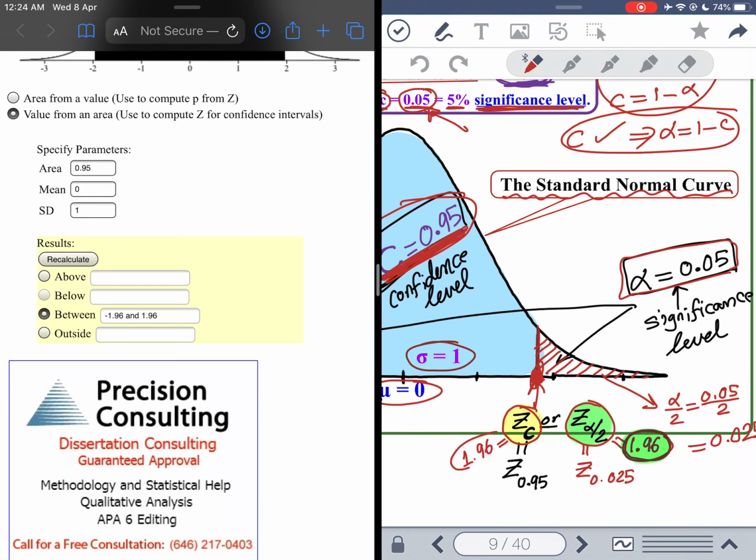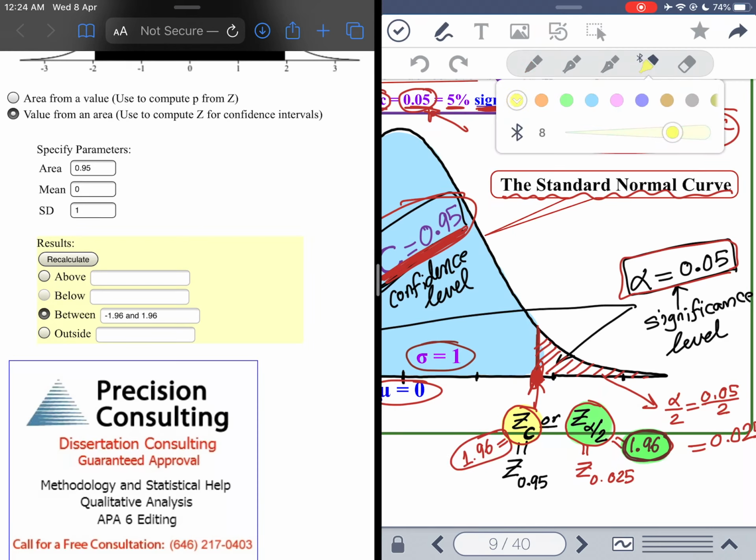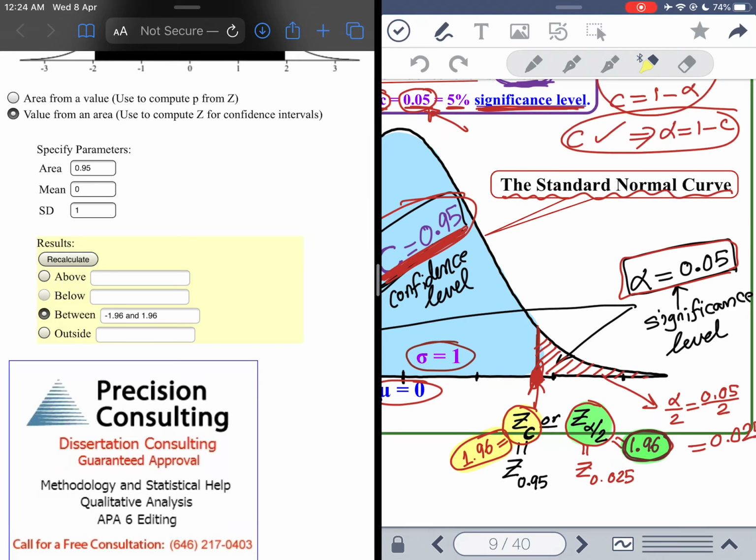You can say Z sub C is this, and let's highlight it also. Whichever notation you want to use, but just be careful, because different textbooks use different notation, either this or that. But Leonud is confident that you will understand it. In this case, she's 100% confident that whether you use Z sub C or Z sub alpha over 2, you get the same answer.